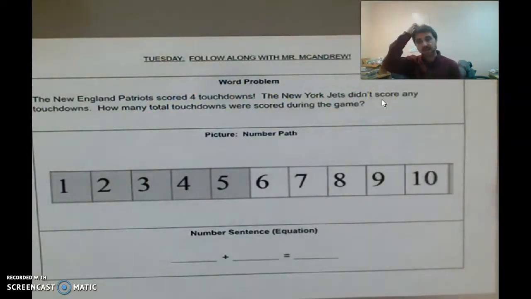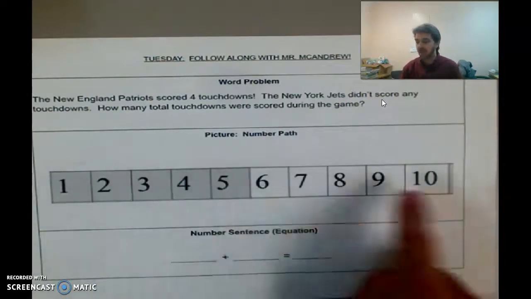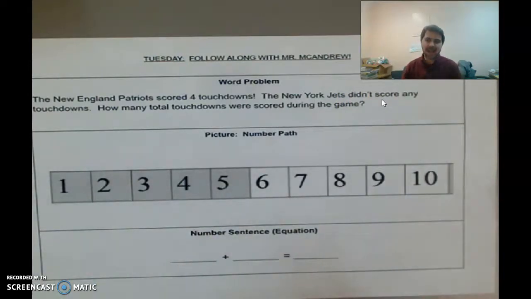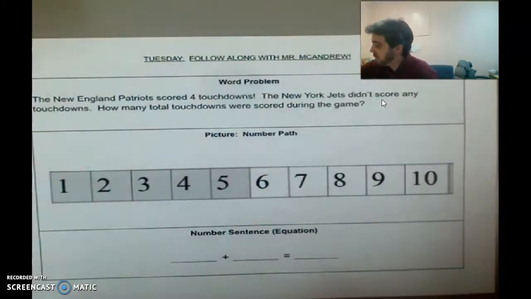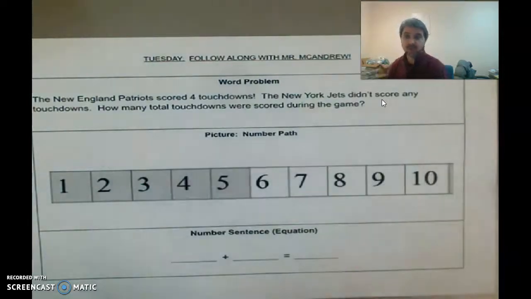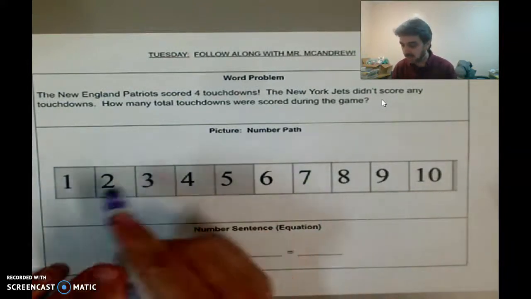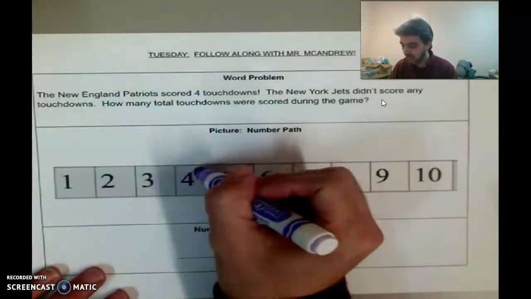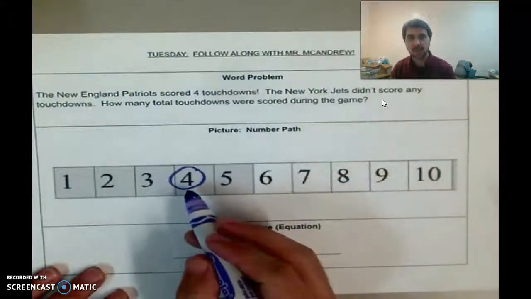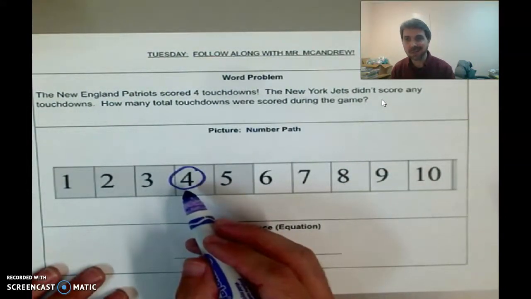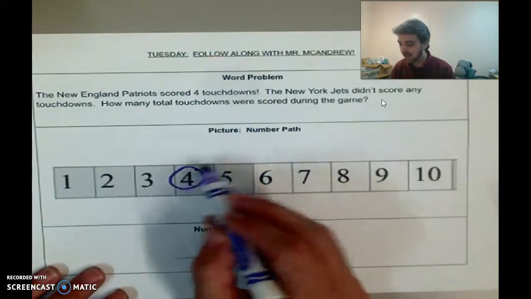So think about this. How could we use our number path to help us with this? We wouldn't have to use a number path, but it's one way to do it. And since we have one, why not? Yesterday we used part whole. Today we're going to try the number path. So if the Patriots scored 4 touchdowns, that's 1, 2, 3, 4, and the New York Jets didn't score any, so I'm not going to jump up or backwards.